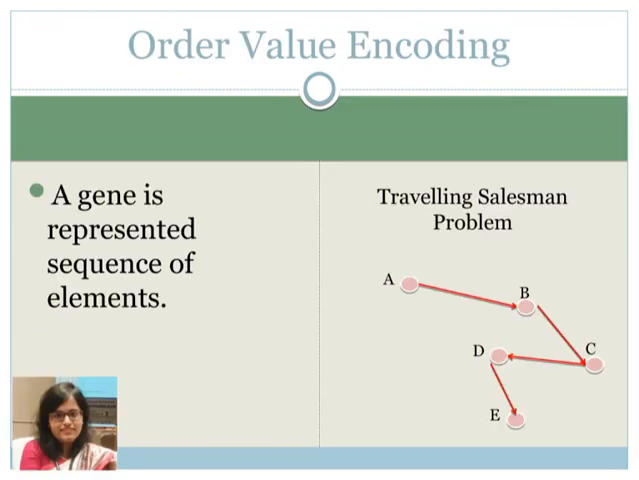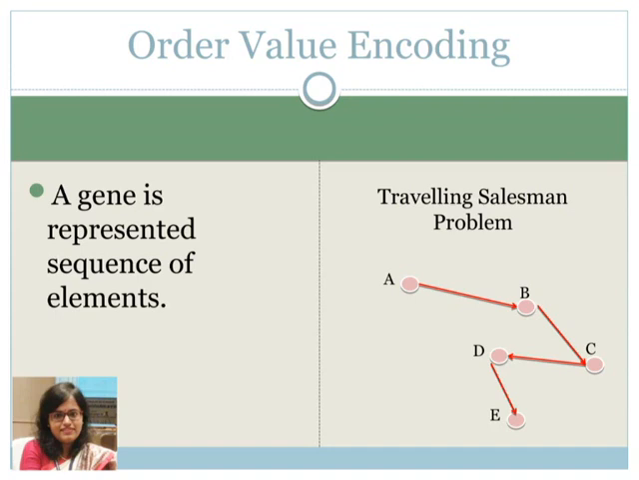So we have come to the third encoding technique, that is the order value encoding. Here a gene is represented by a sequence of elements. One beautiful and very common well-known problem, the TSP or traveling salesman problem, can be solved here using the order value encoding. Suppose you have 5 cities and you have to tour them, and the ordering of the cities should be such that you travel the minimum path.